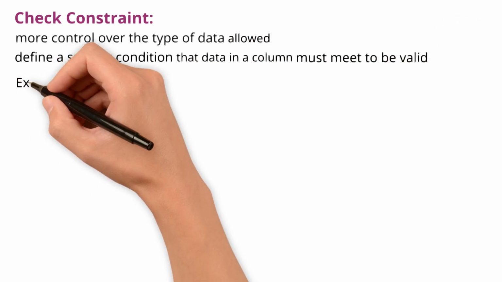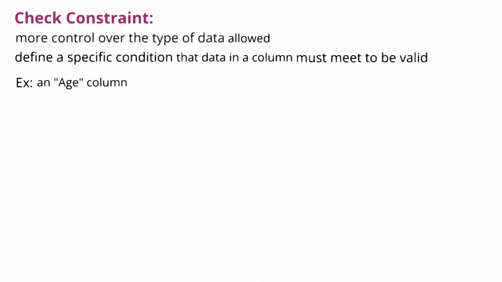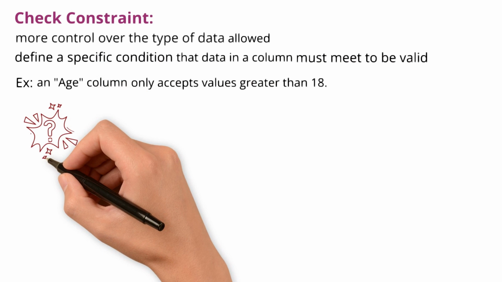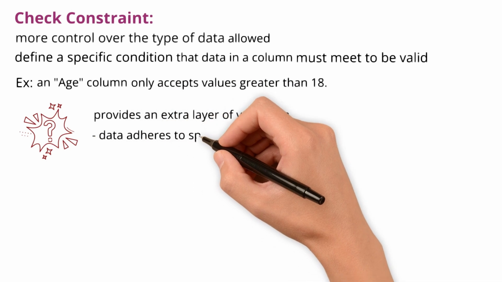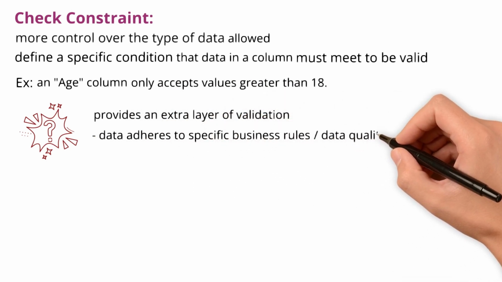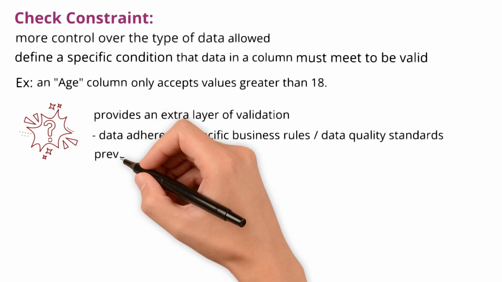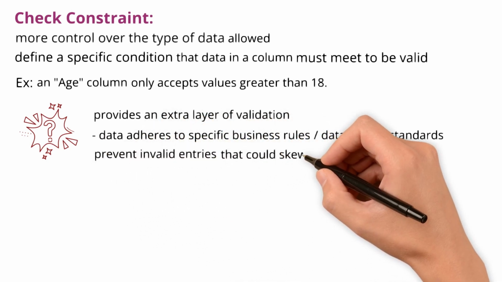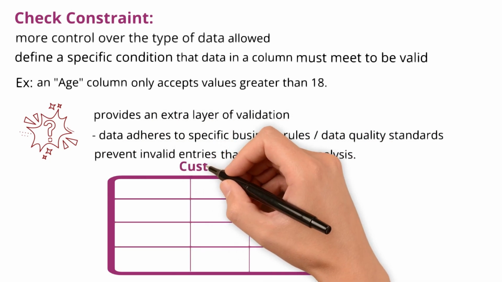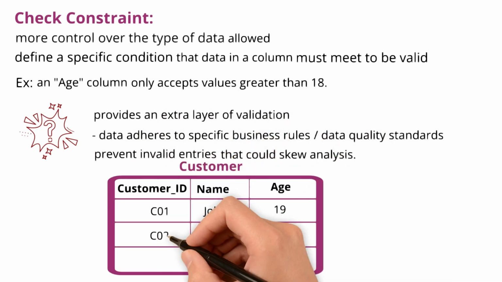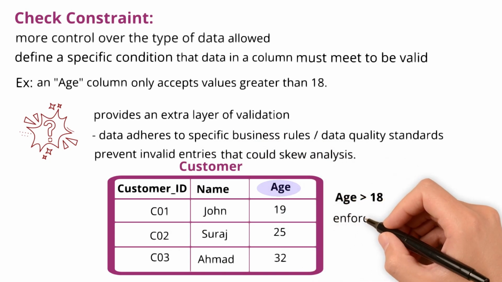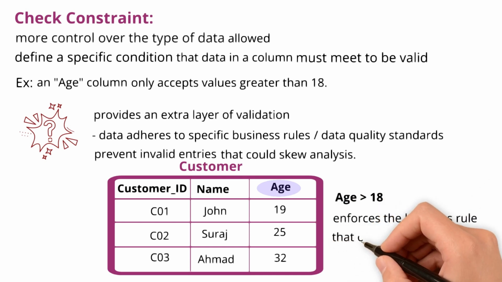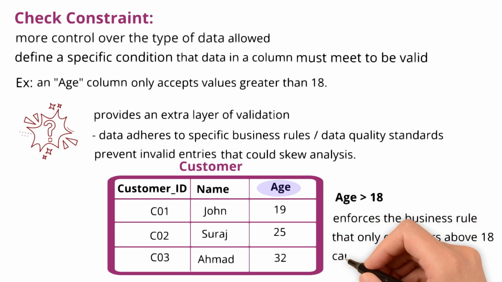For example, you can ensure an age column only accepts values greater than 18. Why is it important? Check constraint provides an extra layer of validation, ensuring data adheres to specific business rules or data quality standards. This can help prevent invalid entries that could skew analysis. Example, in a customer table, you can add a check constraint on the age column to ensure age is greater than 18. This enforces the business rule that only customers above 18 can be registered in the system.